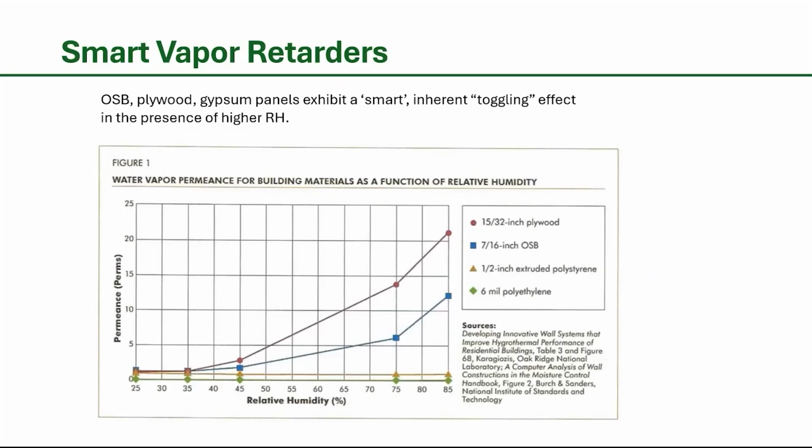Here we have a slide that talks about smart vapor retarders and shows how they work. Just the cellulose-based and the polyamides, when they're subject to a higher level of humidity, those structures open up to allow water vapor to pass through.